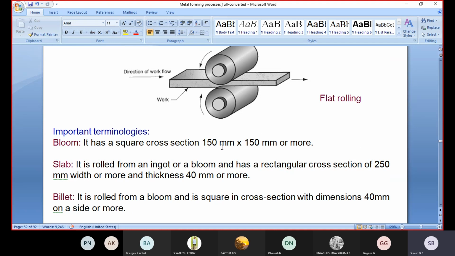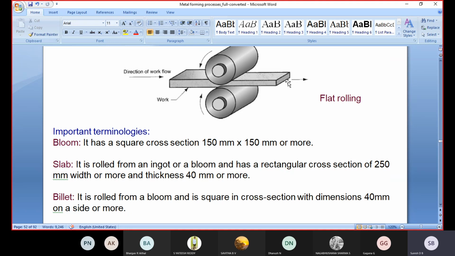150 mm length and 150 mm width. Suppose you consider 200 mm width and 200 mm length of the component. Those components are called blooms. Blooms are always square in cross section. The length and width of the component or material is 150 mm by 150 mm or more. You can consider 200 width and length, or 300 width and 300 length. Those types of components are called blooms.